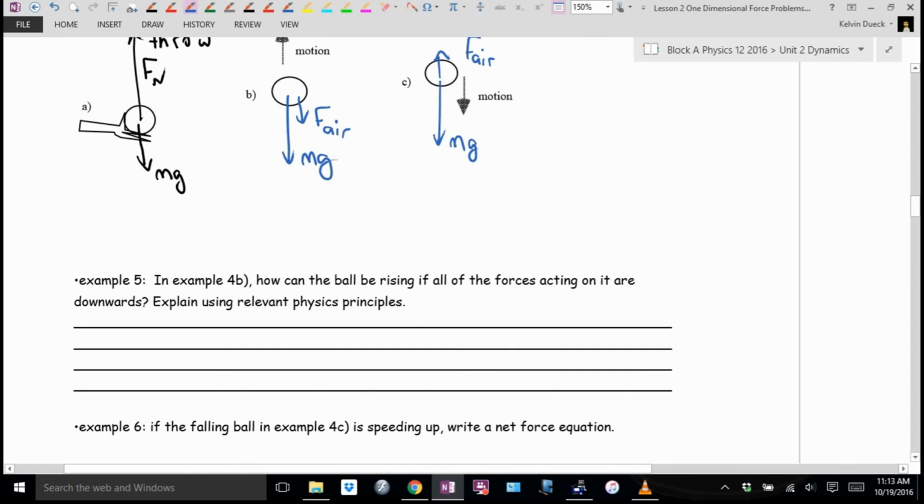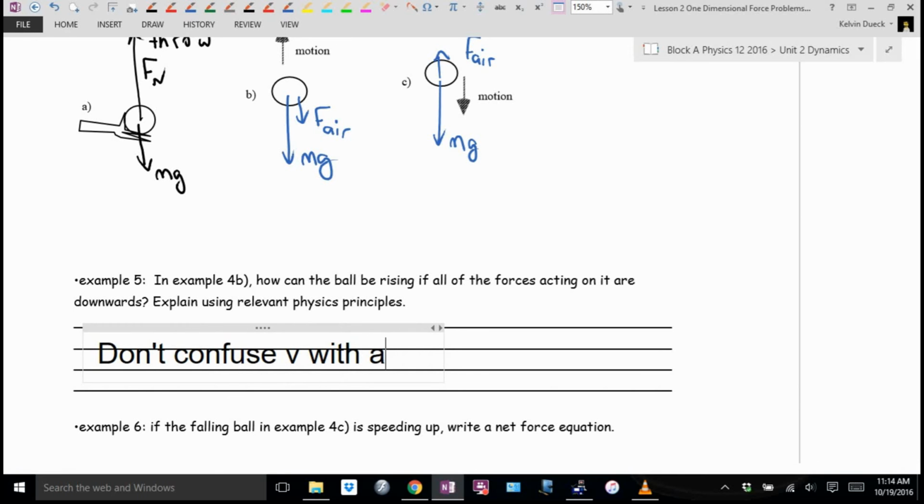So example 5 says, in 4b, how can the ball be rising if all the forces acting on it are downwards? And I'm just going to say, don't confuse velocity with acceleration. The acceleration is what tells you the force direction, not the velocity. Now, if you keep accelerating long enough, eventually your acceleration and your velocity will end up in the same direction, eventually. But not always right away.